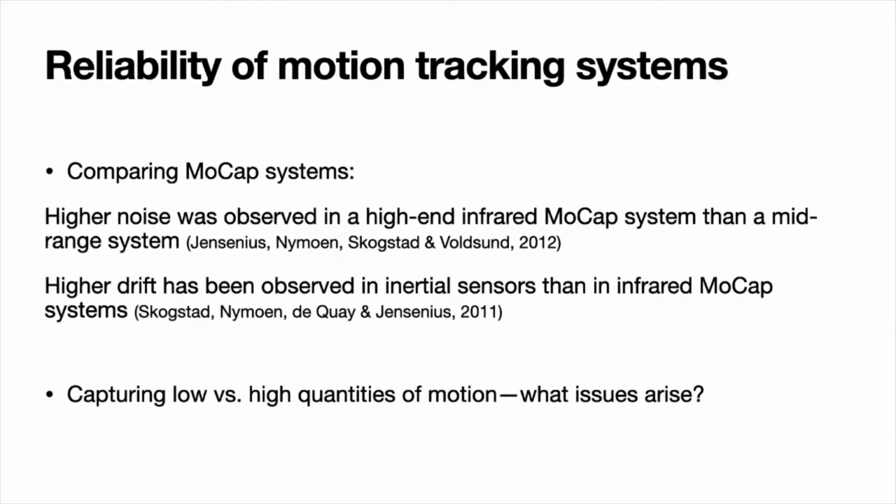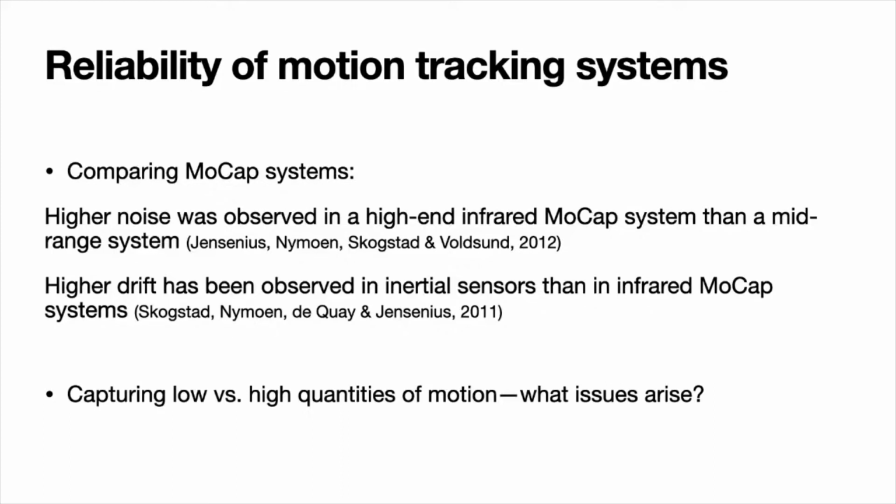Some previous studies have been done to compare mocap systems in terms of noise level or drift. Our experiment here looked at tracking reliability, including noise level and drift, for both stationary and moving markers. At our center, we apply motion tracking to a variety of different scenarios. Some involve capturing fairly large-scale motion, like musicians' bowing gestures. Others involve capturing quite fine-grained motion, like pianists' finger movements. There are also some studies that have looked at motion during standstill.